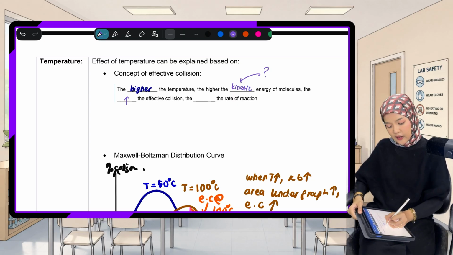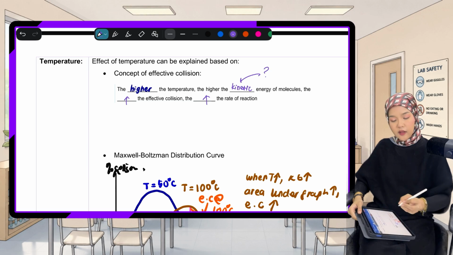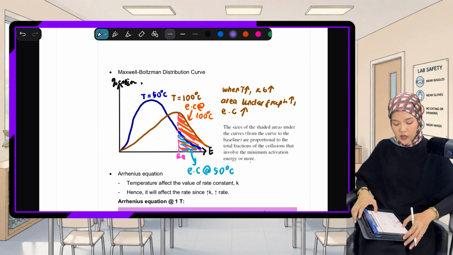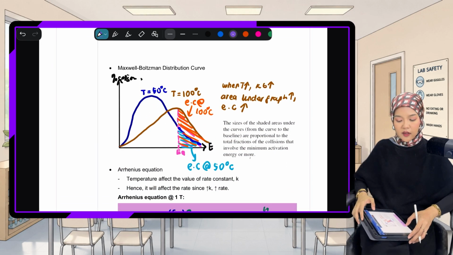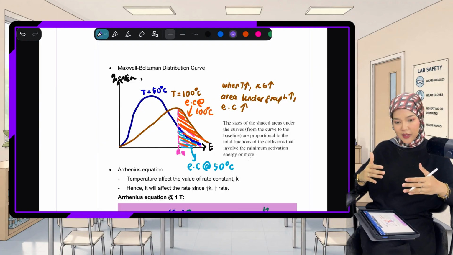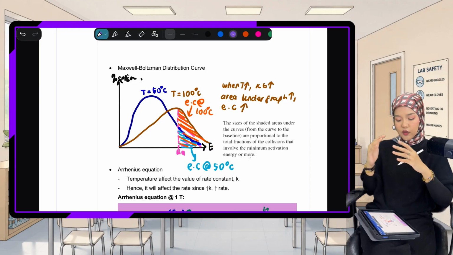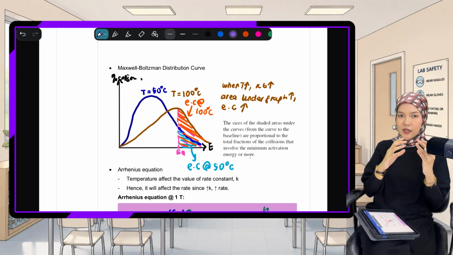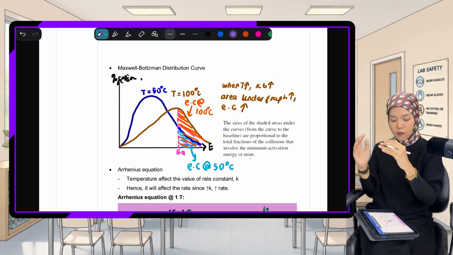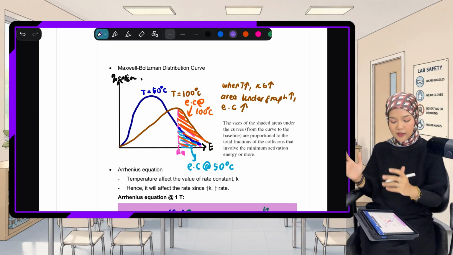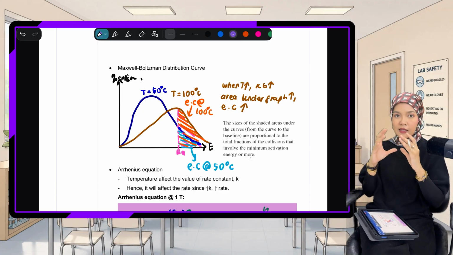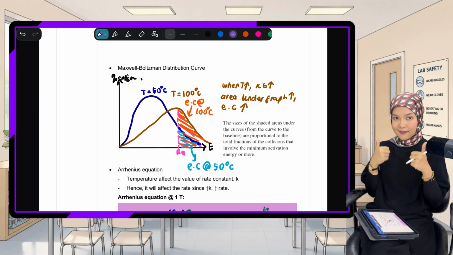So the higher the effective collision, the higher the rate of reaction. You can explain this using the Maxwell-Boltzmann distribution curve, in which you are going to have 2 curves. If the temperature is higher, the curve will be shifted more to the higher energy, so you will have a larger area under the graph.